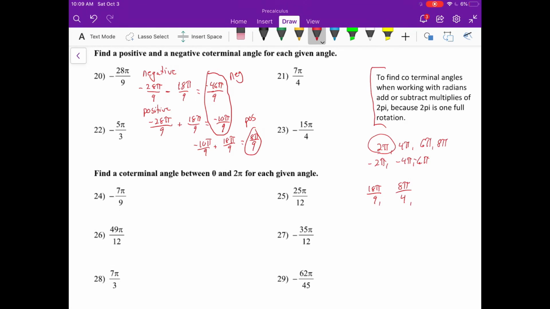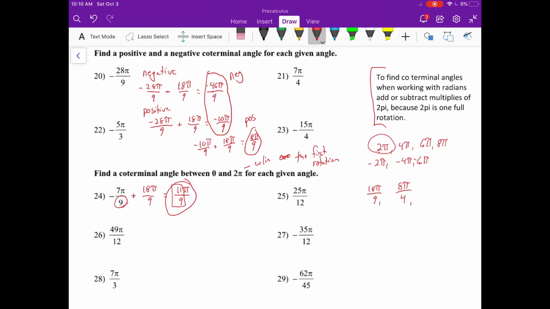Moving on to the next group, it says find a coterminal angle between 0 and 2 pi for each given angle. Again, this is within our first rotation, just dealing with radians now. And so you want to add or subtract 2 pi, so our answer is between 0 and 2 pi. This one is similar to 20 in that we have this denominator of 9. So we want to add 2 pi, but to get a common denominator, we multiply top and bottom by 9, which gives us 18 pi over 9. And negative 7 plus 18 is 11 pi over 9. The way that we know that's between 0 and 2 pi: is 11 over 9 between 0 and 2? Yeah, it's 1 and 2/9, so this is our correct answer.